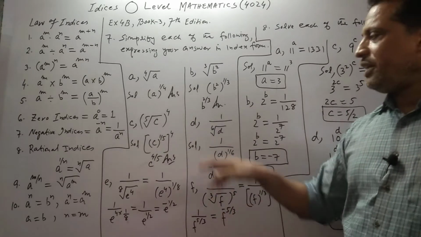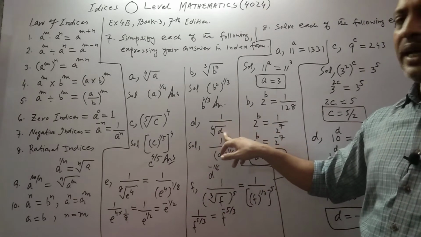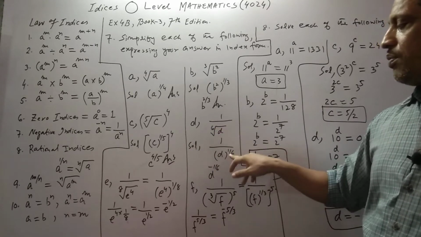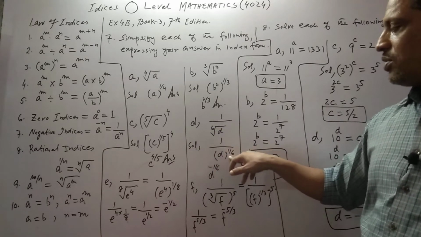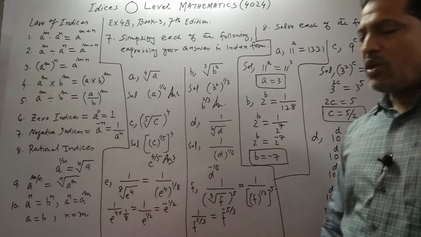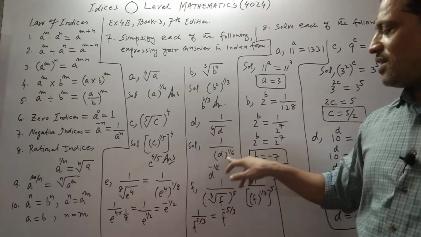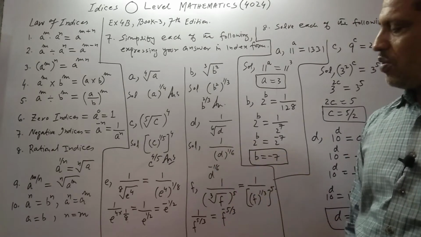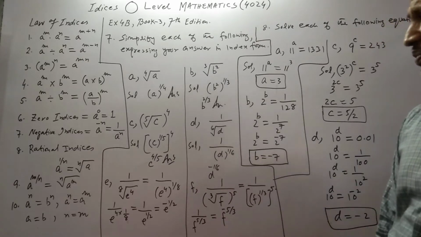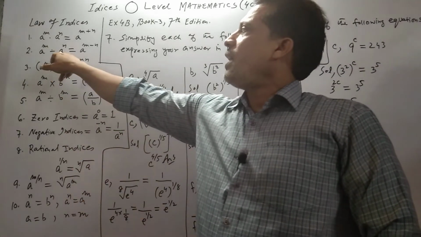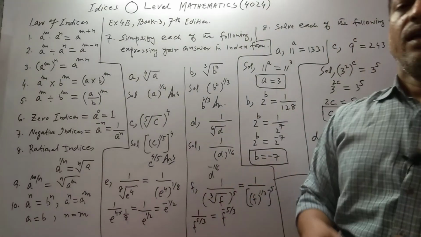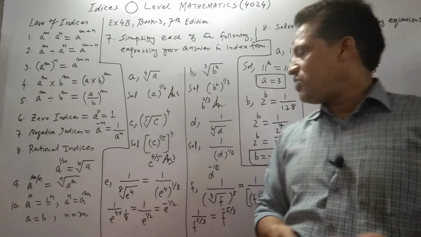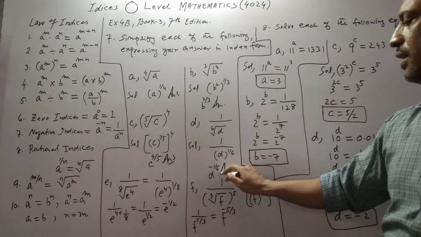Part D, 1 upon radicand d, index 6. So convert this 6 into 1 upon 6 and move d to the power 1 upon 6 to become numerator. It will change the sign of the exponent. 1 upon d to the power 1 upon 6 becomes d to the power minus 1 upon 6. Which rule do we apply? We apply law number 2. If we move denominator to numerator or numerator to denominator, the sign will be changed. So this is our final answer.